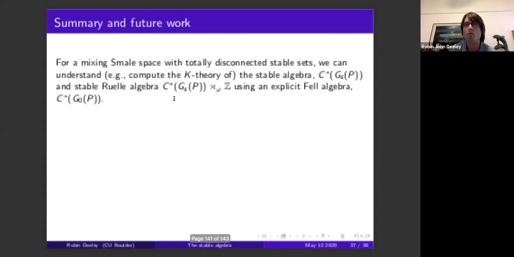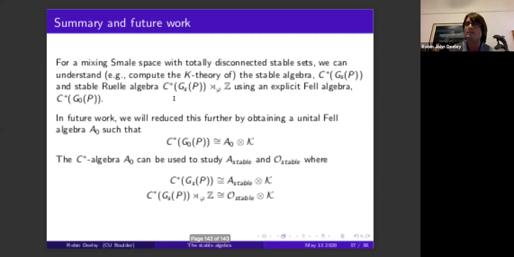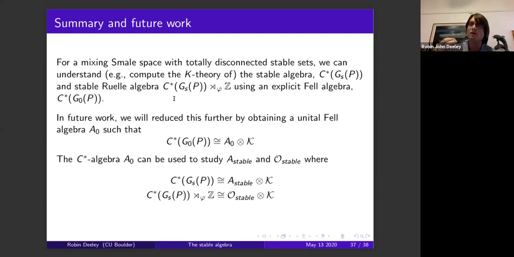And now what we've really done is we've taken this one Fell algebra and used it to understand the stable algebra and the Ruelle algebra. Now the future work is to really nail down this unital representative of the equivalence class, which I've written as A naught. And this is where the non-commutative geometry proper happens, right? We would think about doing non-commutative geometry on A naught and lifting everything to these other algebras. And of course, people who know non-commutative geometry know it's much easier to work with unital C-star algebras rather than non-unital C-star algebras.